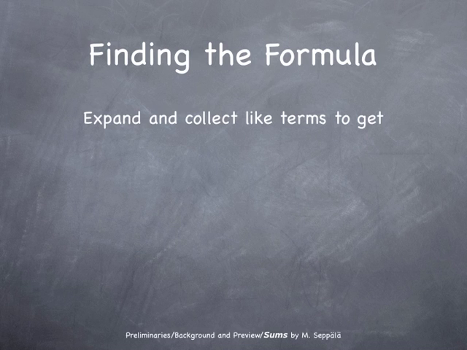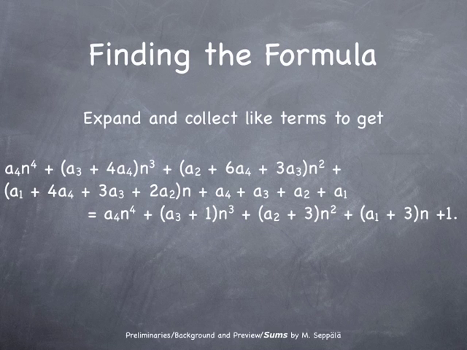Next we expand and collect like terms to get a4 n to the fourth plus the sum a3 plus 4 times a4, multiplied by n cubed, plus a2 plus 6 times a4 plus 3 times a3, and that sum multiplied by n squared, plus a1 plus 4 times a4 plus 3 times a3 plus 2 times a2, and that sum multiplied by n, plus a4 plus a3 plus a2 plus a1. And this equals a4 n to the fourth plus a3 plus 1 multiplied by n cubed plus a2 plus 3 multiplied by n squared plus a1 plus 3 multiplied by n plus 1. This is simply by expanding and collecting the like terms.